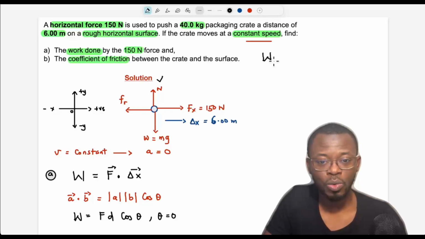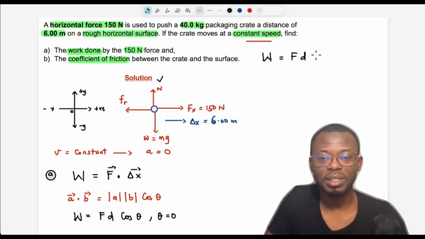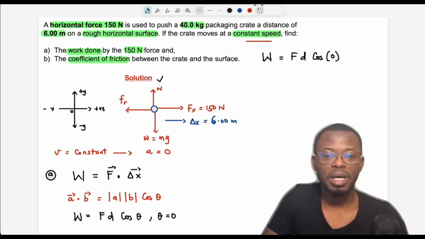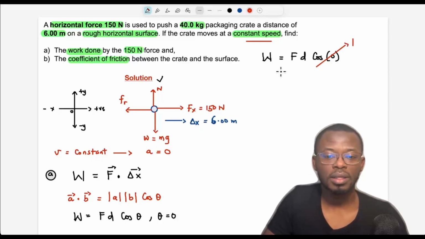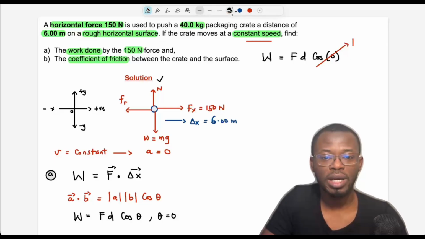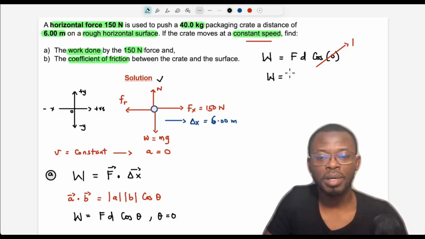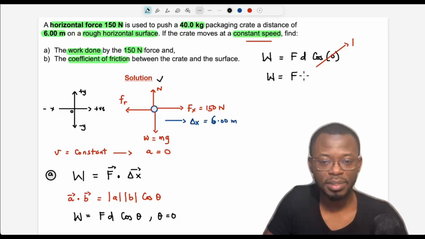All right. This will give us the work done on the crate is equal to the magnitude of the force times the distance, which is the magnitude of the displacement, cosine of the angle between them, which is cosine of 0, but cosine of 0 is 1. Okay, so we have 1. Therefore, we have the work done to be nothing but the force times the distance.